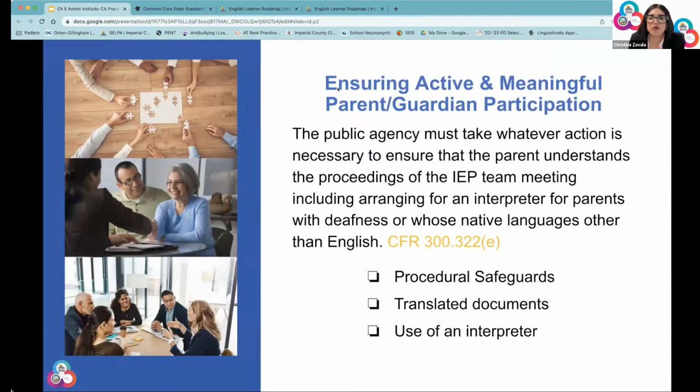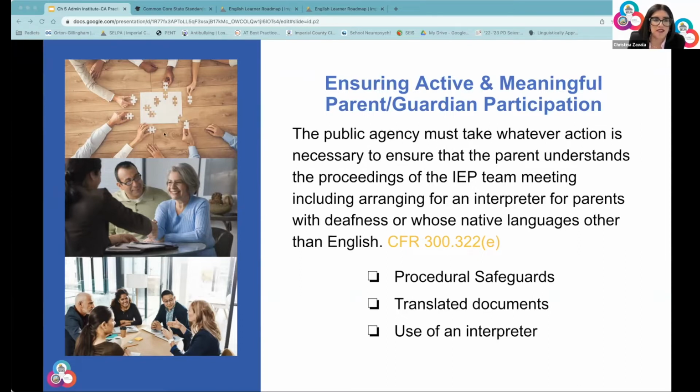And moving forward, as part of the IEP development for students that are English learners, is ensuring that we're providing active and meaningful participation for the parent. This is a legal requirement, and we need to ensure that procedural safeguards are provided to the parent in their native language, so that they understand their rights and their child's rights as a student with a disability.